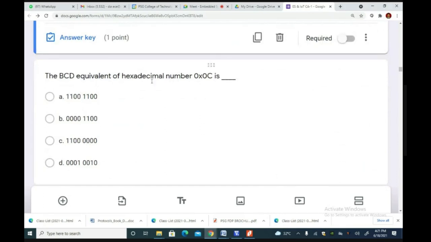The BCD equivalent of the hexadecimal 0x0c: 0c means it is 12. A means 10, B means 11, C means 12. So what is its BCD equivalent? Binary coded decimal of 12 is 0001 0010. D is the right answer.